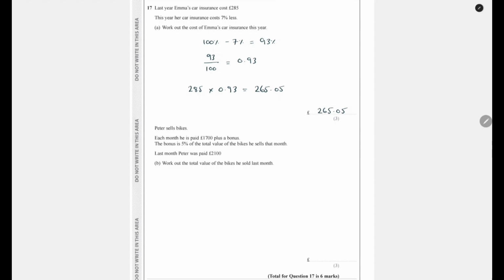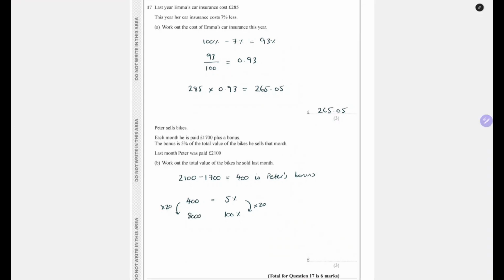Well, let's work out how much of that £2,100 was a bonus. 2,100 minus 1,700 he gets as a salary, and that leaves £400. So £400 is Peter's bonus. Now we know that he gets 5% bonus, so that's 400 is equal to 5%. So to get from 5% to 100%, we multiply by 20. So we're going to multiply by 20 on this side as well. And 400 multiplied by 20 gives us 8,000. And so the total value of the bikes he sells that month is £8,000.